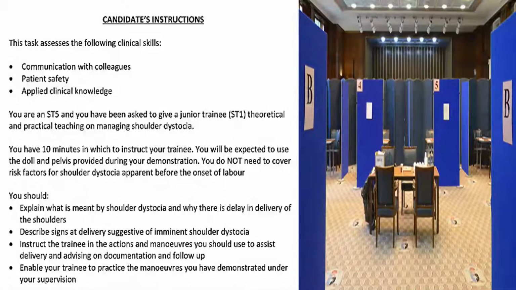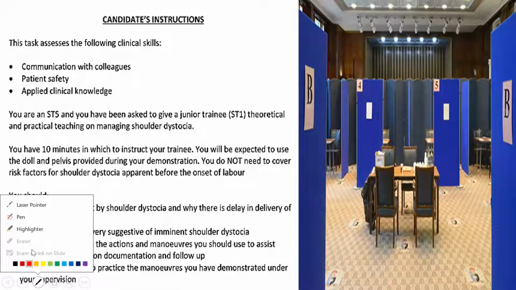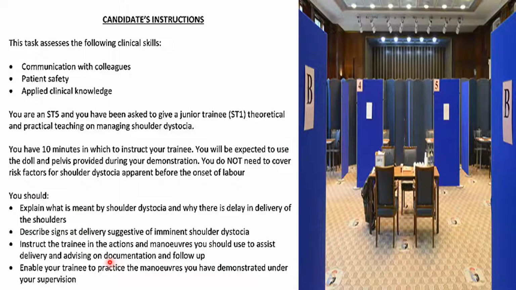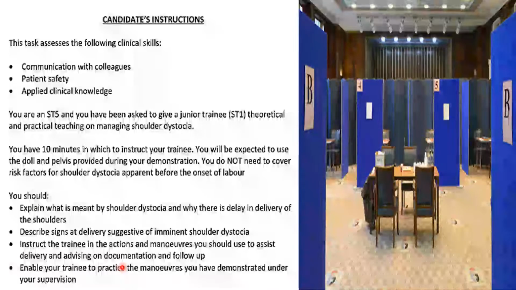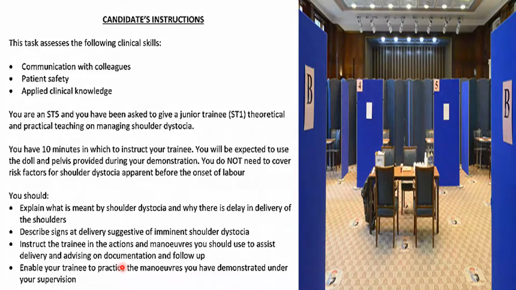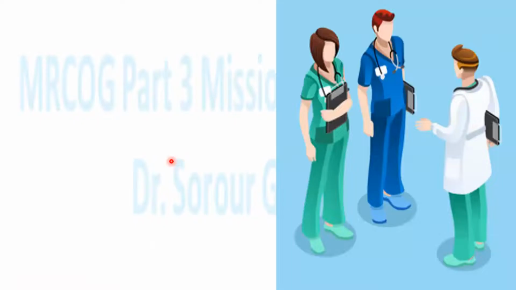The first and most important thing is to be aware of the situation. You will have the scenario here, and your agenda during the task will be: during the next 10 minutes, you are expected to. So this will be your agenda. For example, this task is telling you to explain what shoulder dystocia is, explain what the signs suggestive of shoulder dystocia at delivery are, explain to the trainee the actions and maneuvers to be done, and enable the trainee to practice hands-on. So in some of the teaching tasks, your life will be very easy because he's giving you the agenda. So follow the points in the agenda, and definitely you will pass.